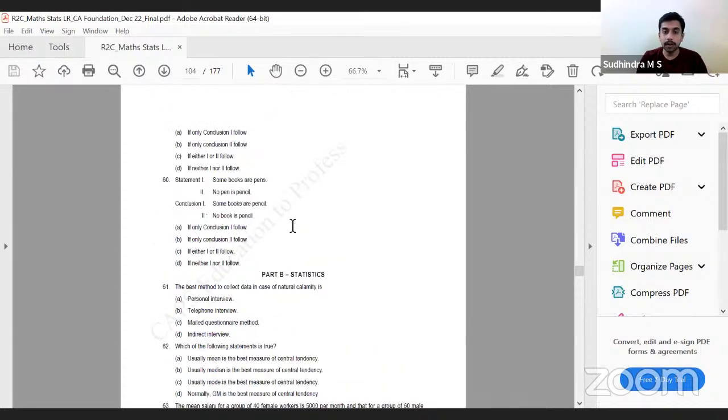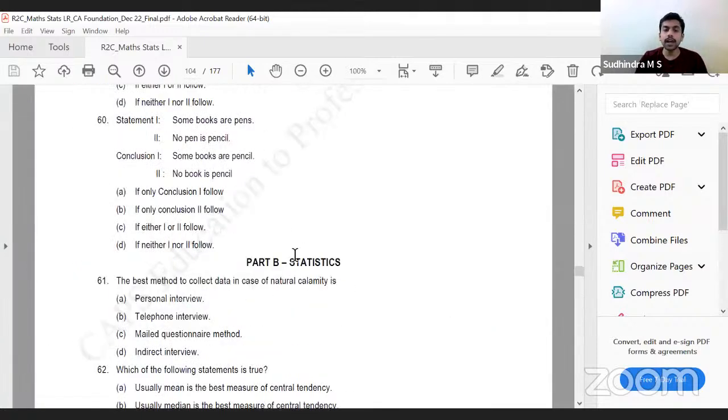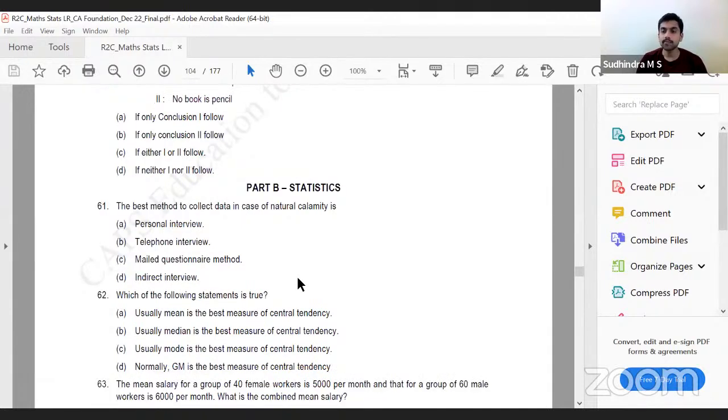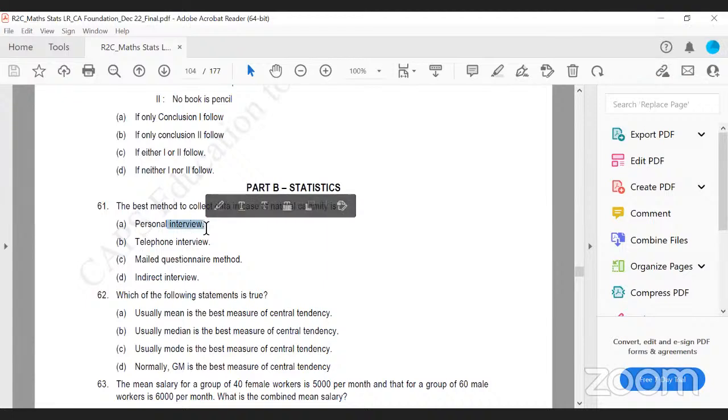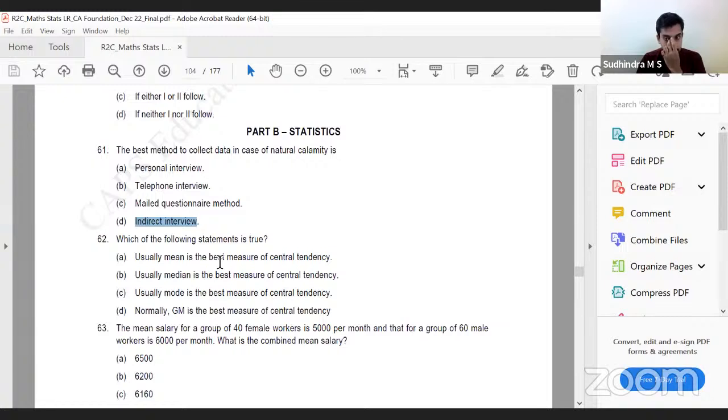This was the April 2021 paper. The best method to collect data in case of natural calamity: direct interview, indirect interview, or personal interview? Direct personal interview. In case of accidents, it is indirect. In case of natural calamities, it is direct personal interview.